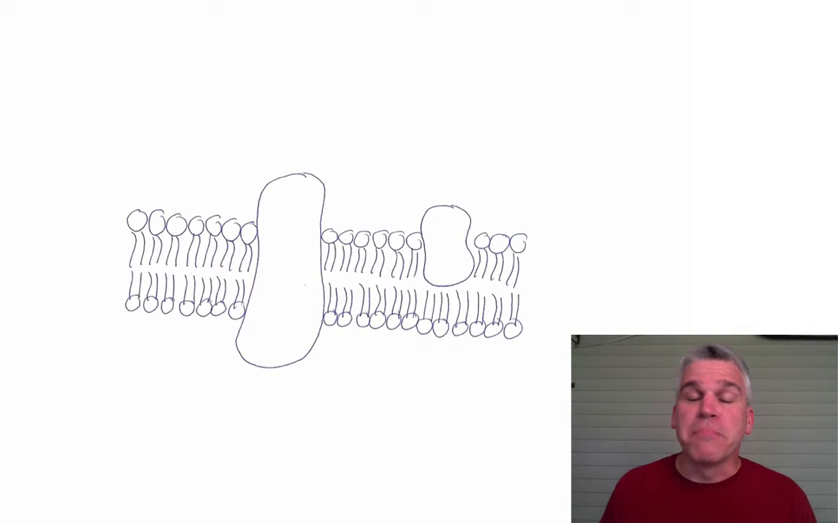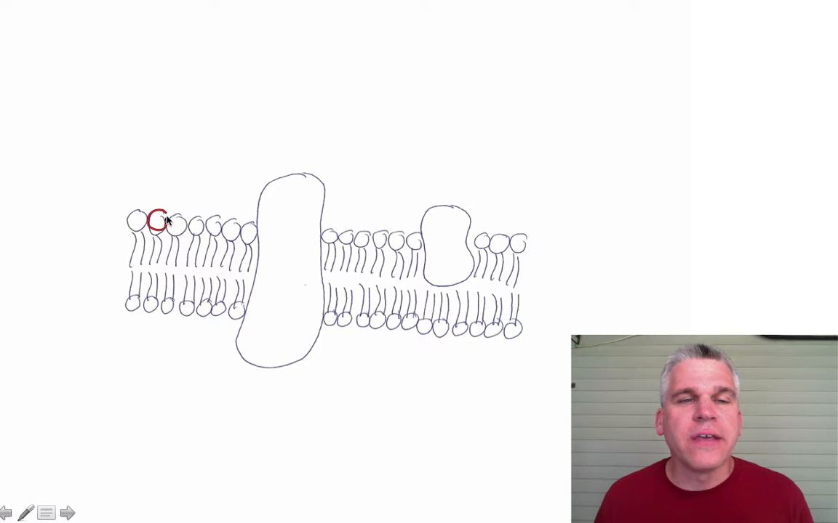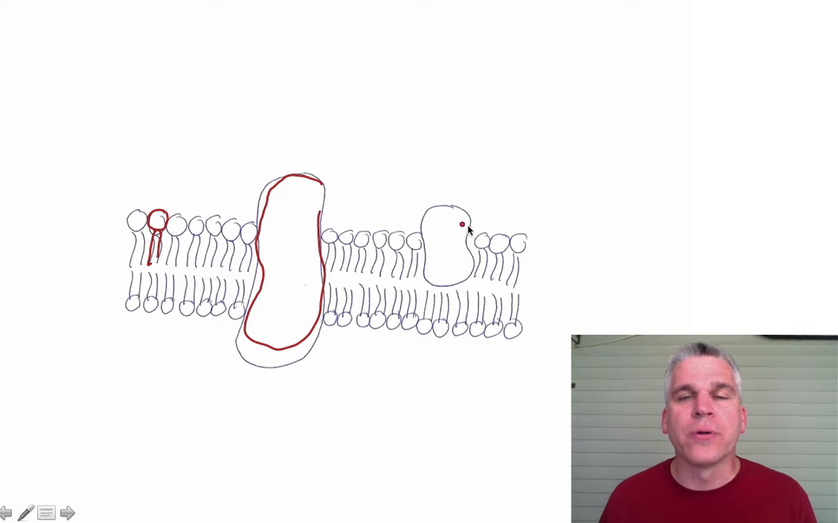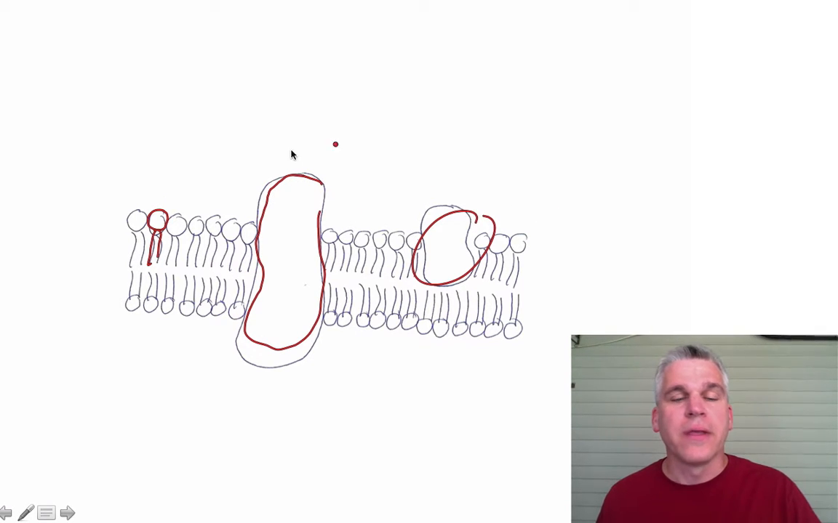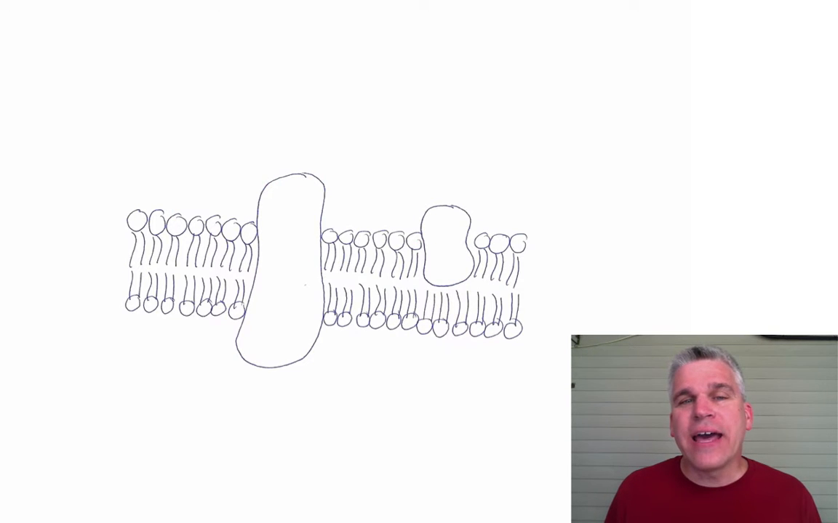Alright, so here is my diagram of a cell membrane. And so you can see the phospholipids, again, the round part with the two tails, and then this is representing one of those carrier proteins. There's another carrier protein there. So how do things get in and out of the cell? Well, we're going to take a look at several different ways.